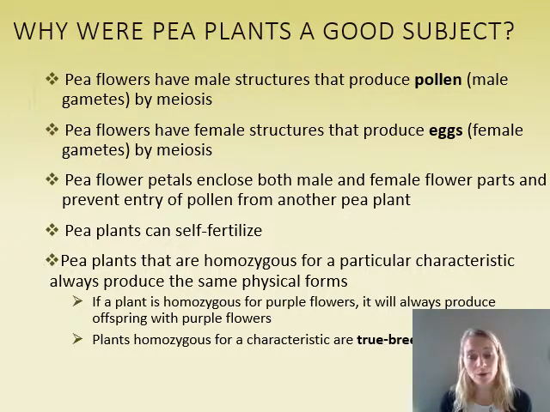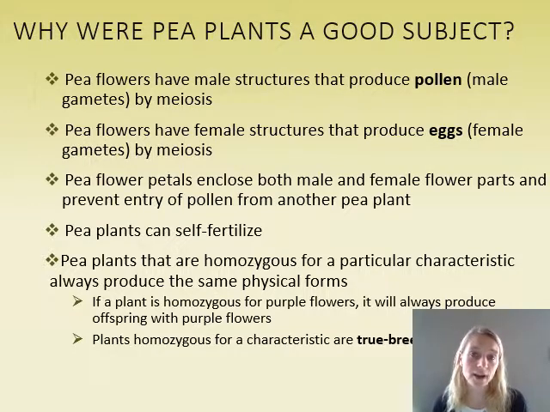The way the flower is structured is that once fertilization happens, the flower petals fold around those reproductive parts, and so you minimize accidental cross-pollination. So you don't get more than one sperm cell fertilizing the eggs, because that would confuse the results.